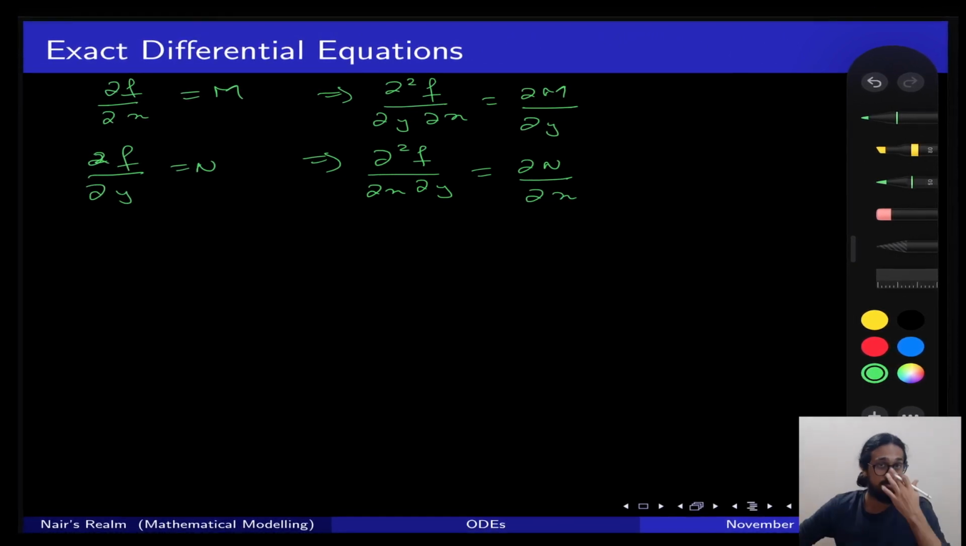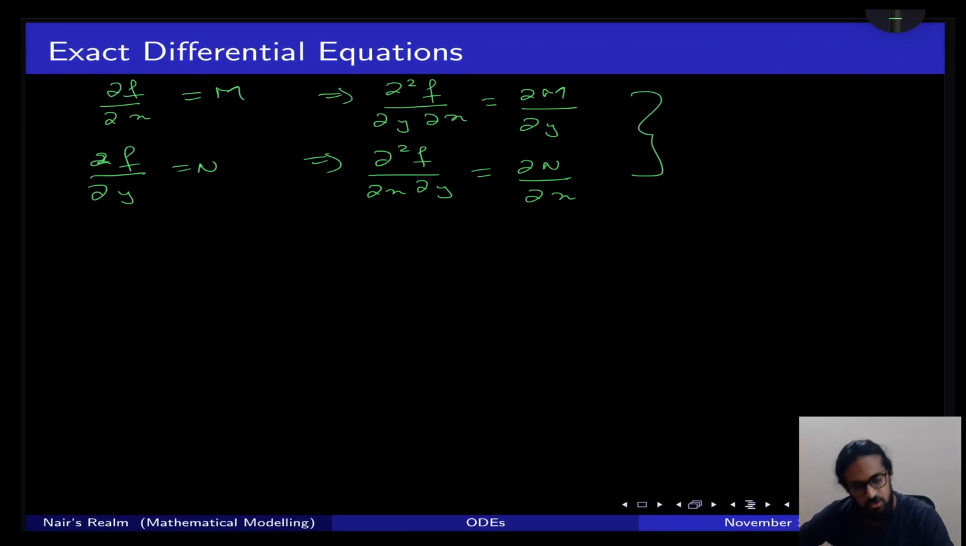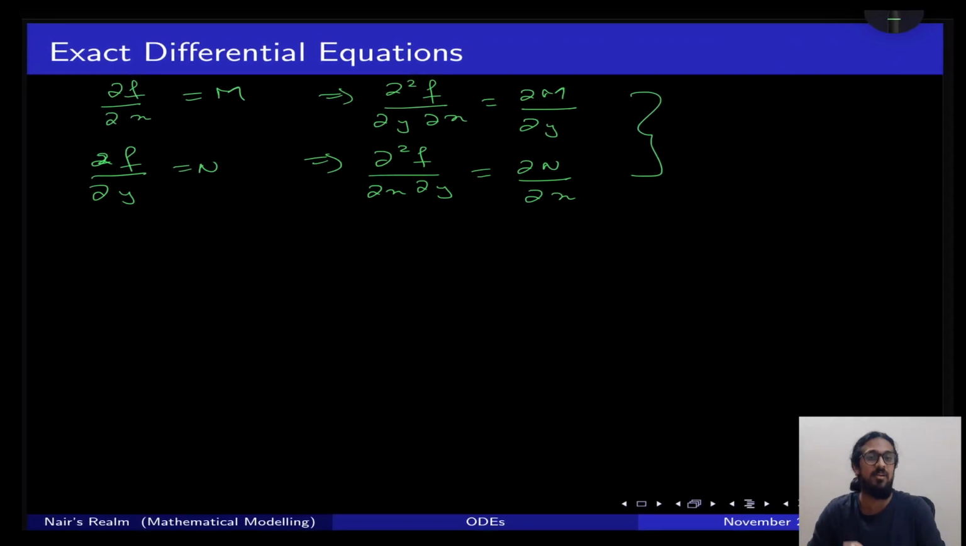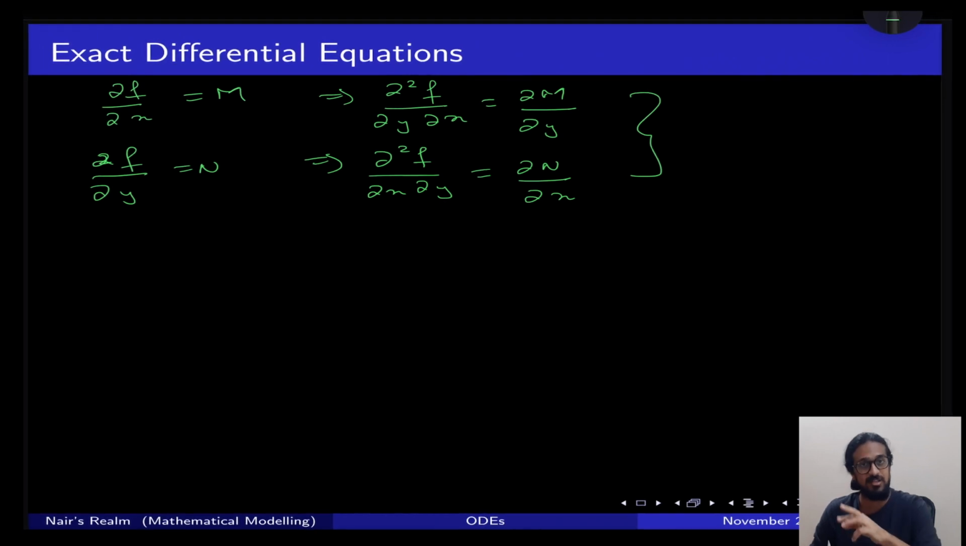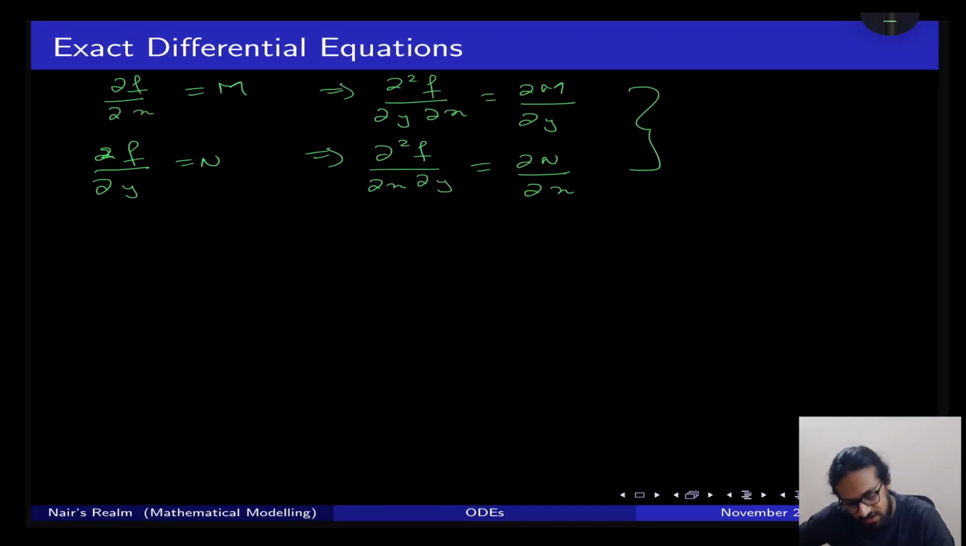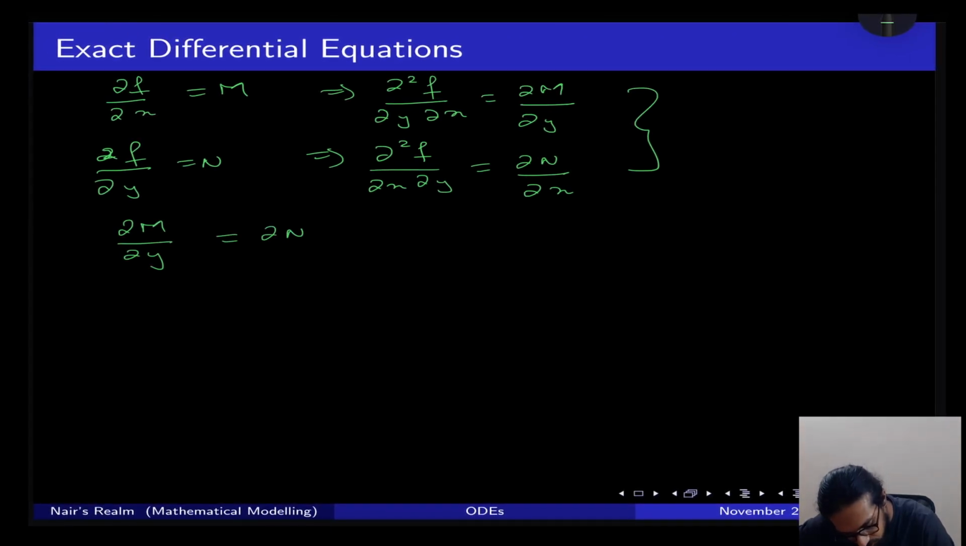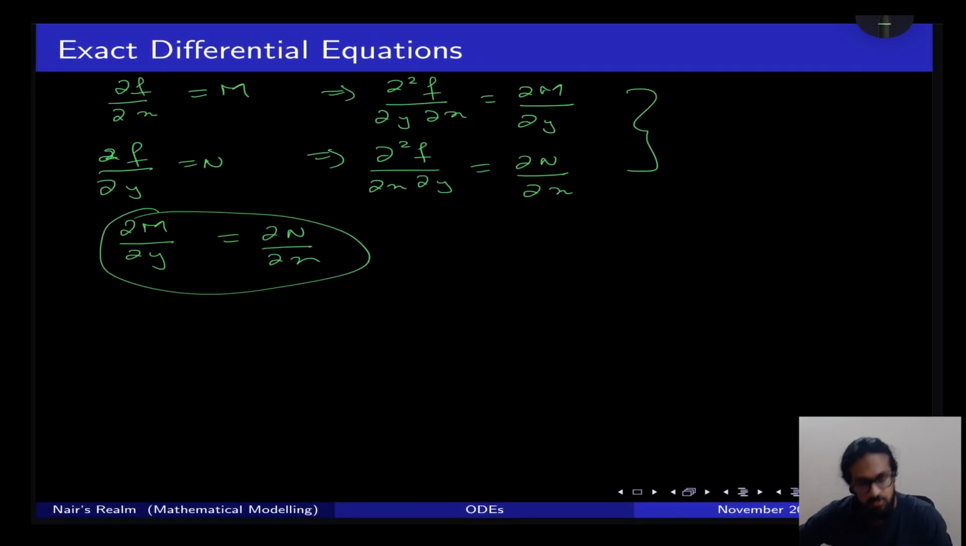Now we know from calculus that actually the left hand side of both of these equations are one and the same. If I take the partial differential of x first and y next, or y first and x next, both are the same. So that essentially means another condition for an exact differential equation is that this should be satisfied.